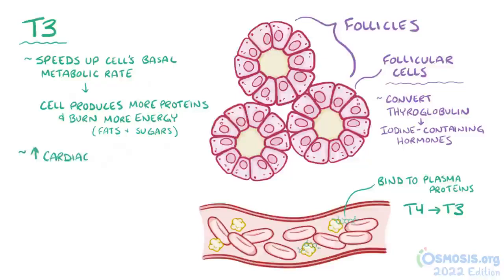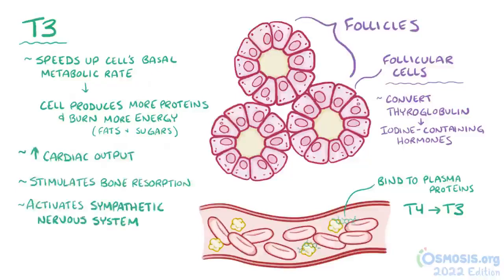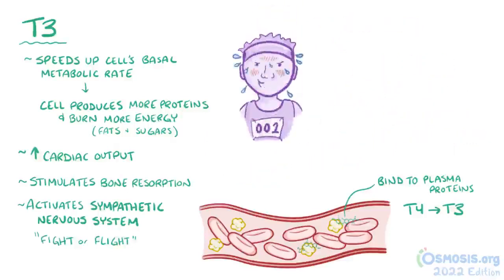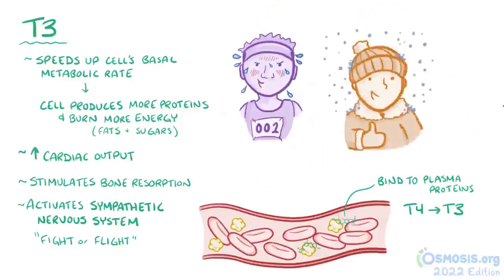T3 increases cardiac output, stimulates bone resorption, thinning out the bones, and activates the sympathetic nervous system, the part of the nervous system responsible for our fight or flight response. Thyroid hormone is important, and the occasional increase can be really useful when you need a boost to get through the final rounds of a sporting competition, or to stay warm during a snowstorm.